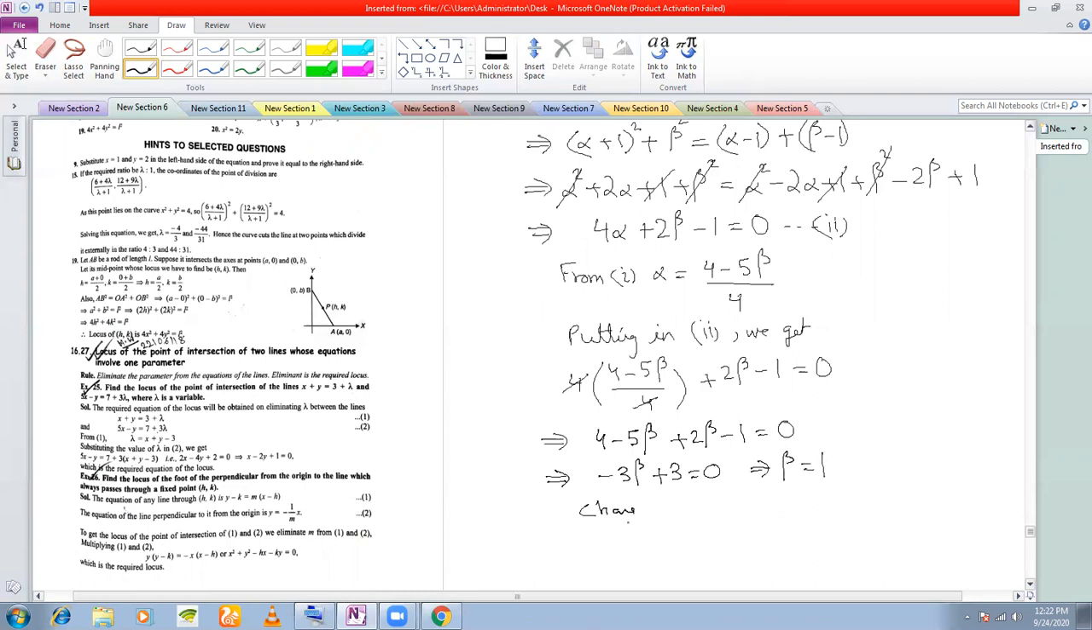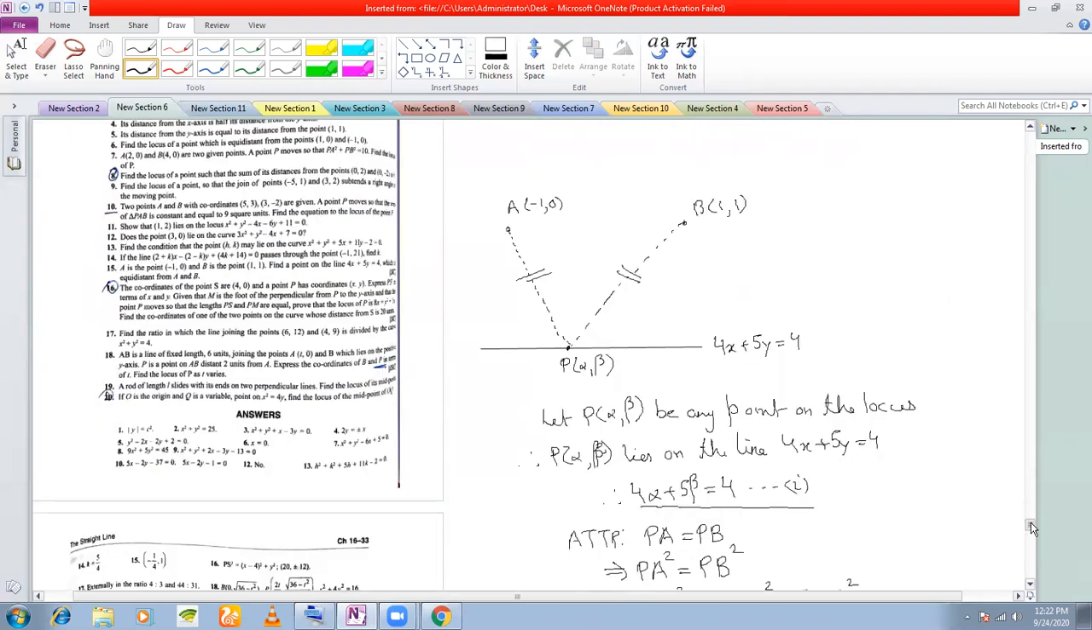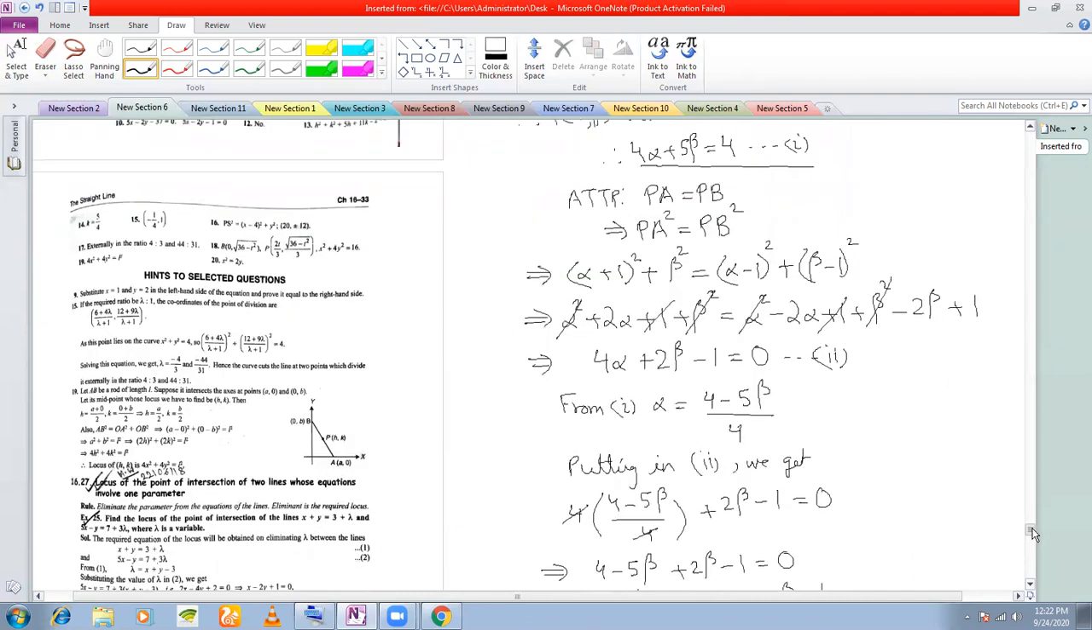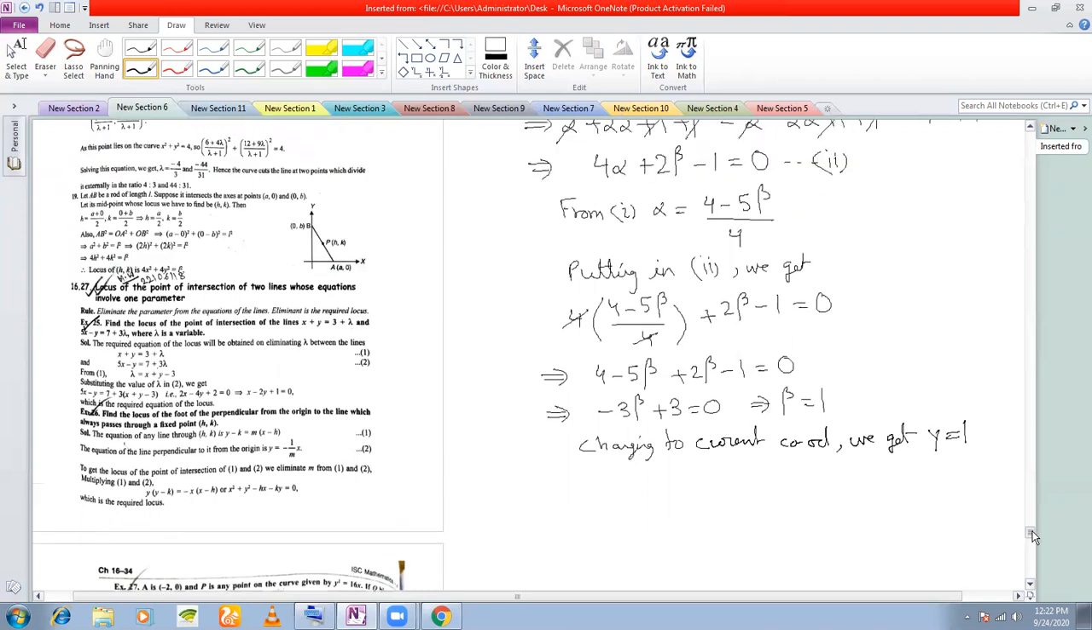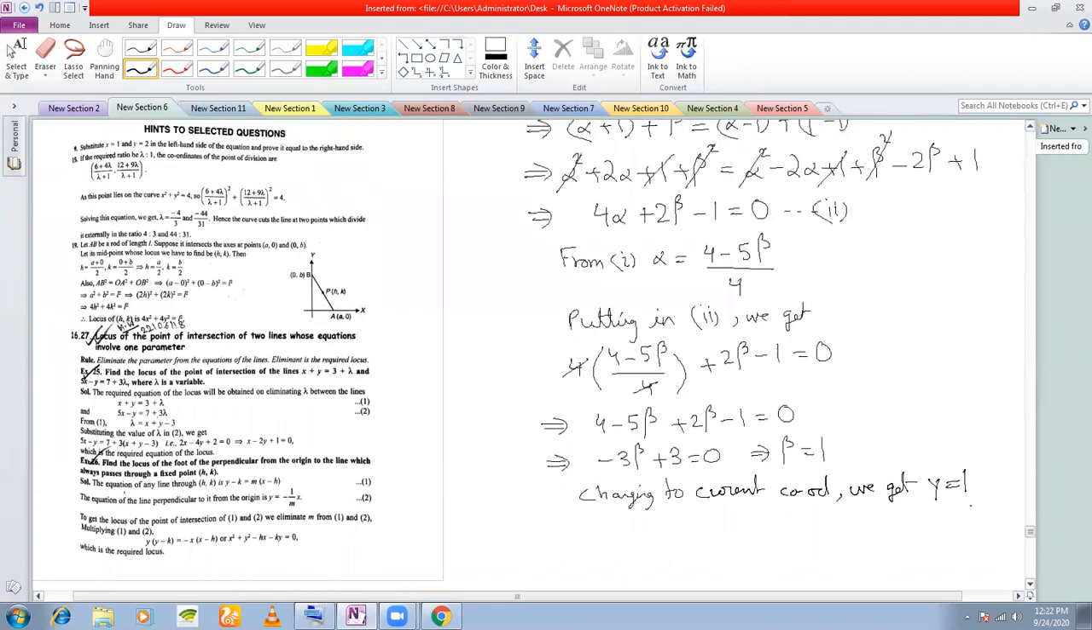Changing to current coordinates, you get y is equal to 1. Okay, now what you do is, you have got y is equal to 1.